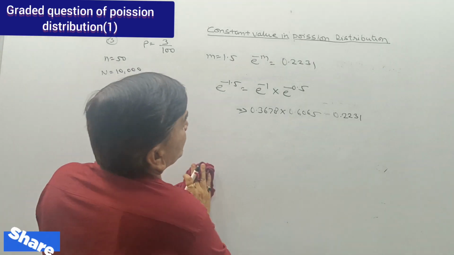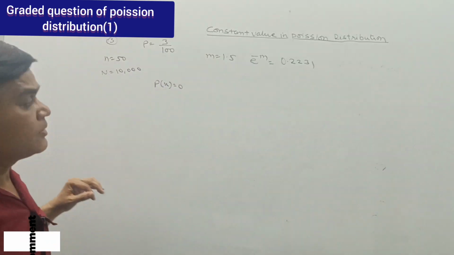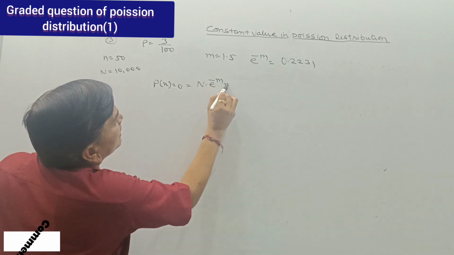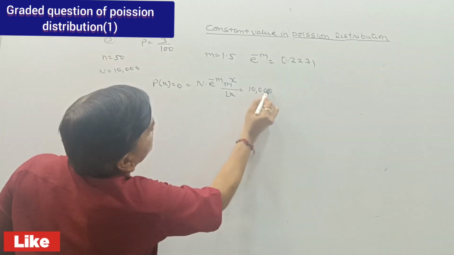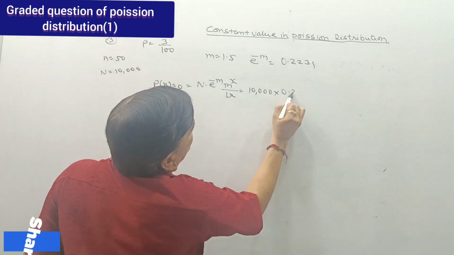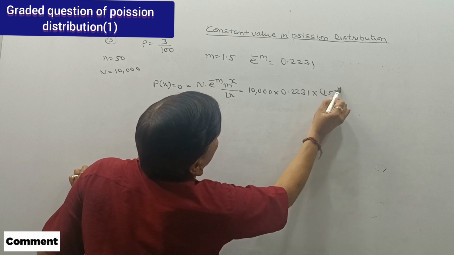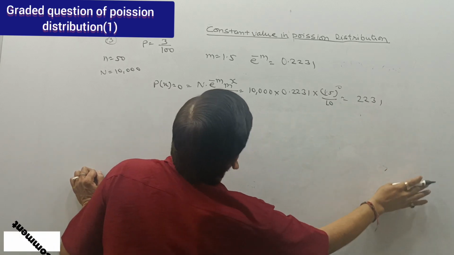Now come to the point: probability of getting zero defective. That is N e raised to power minus m, m raised to power x upon factorial x. So 10,000 multiplied by 0.2231 multiplied by 1.5 raised to power 0 upon factorial 0. So that is 2231 packets.